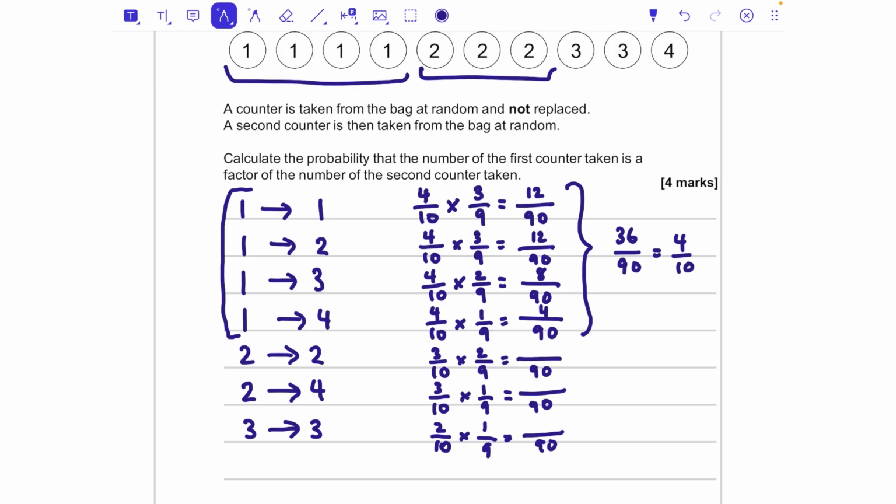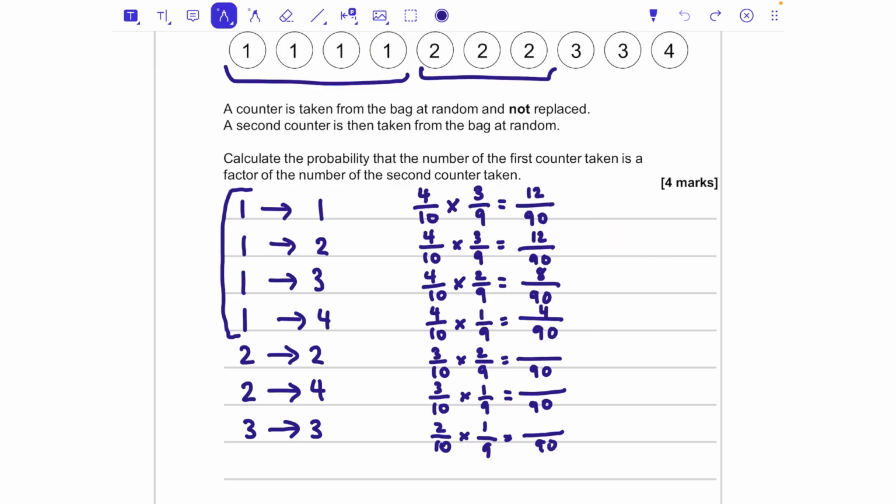Now, it's worth me saying that because you actually don't need to do all of these calculations. You can just say, well, actually, these make 1. So it's just 4/10 times 1. So there is a little bit of shortcut there, but if that doesn't make sense, don't worry, because we're still able to work it out just as we did.